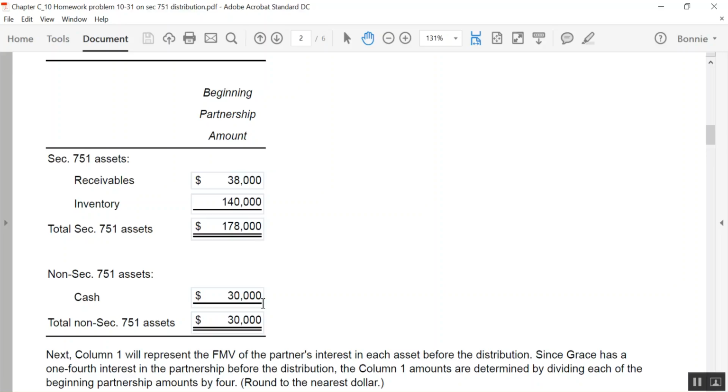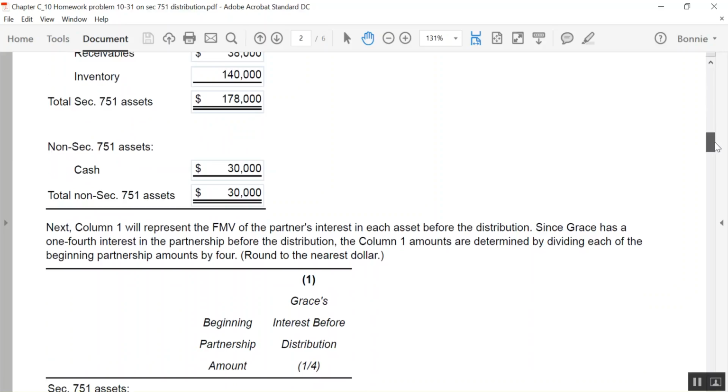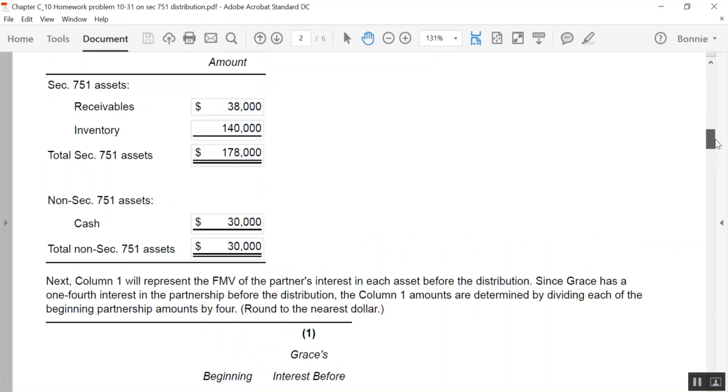All of the similar problems, by the way, are the same. They just change the names and the amounts, but they're all coming out this way. And the fair market value and the basis, of course, of the cash is 30,000. So that's my first thing that I have to do. Next, that's column 0, remember.